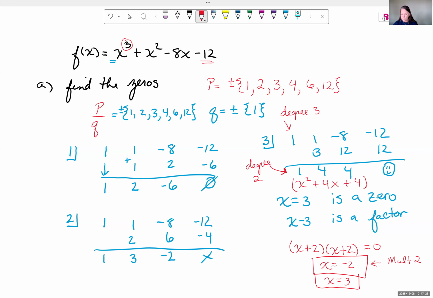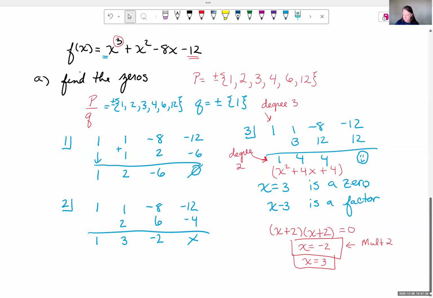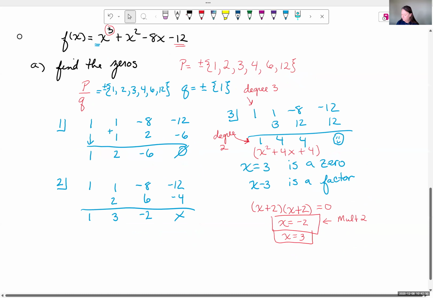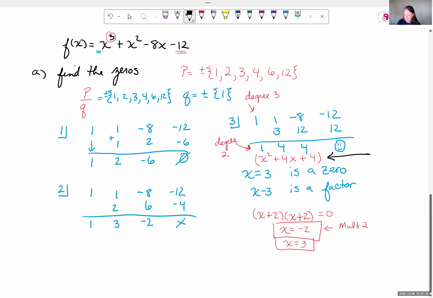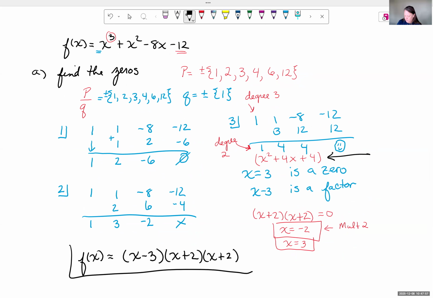And then part B wanted us to rewrite this as a product of linear and/or quadratic factors, if the quadratic was irreducible. Ours was reducible. If it had imaginary numbers when you were trying to find the zeros, then keep it in that quadratic form. But we could rewrite that polynomial f of x that we were given. This is the same thing as x minus 3 times x plus 2 times x plus 2. If you wanted, you could rewrite that as x plus 2 quantity squared.